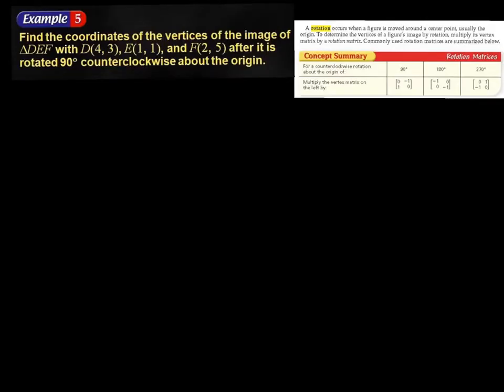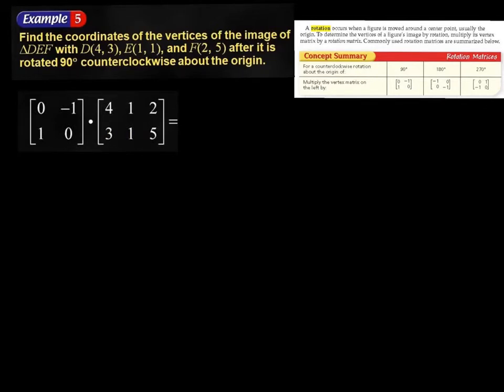Find the coordinates of the vertices of the image of triangle DEF after it's rotated 90 degrees counterclockwise about the origin. Look in my handy-dandy table. Remember, order does matter with matrix multiplication, so we need to write down our magical value that we found for the rotation matrix first, and then our vertex matrix, and then we get to multiply row by column. Let's see what's happening here.